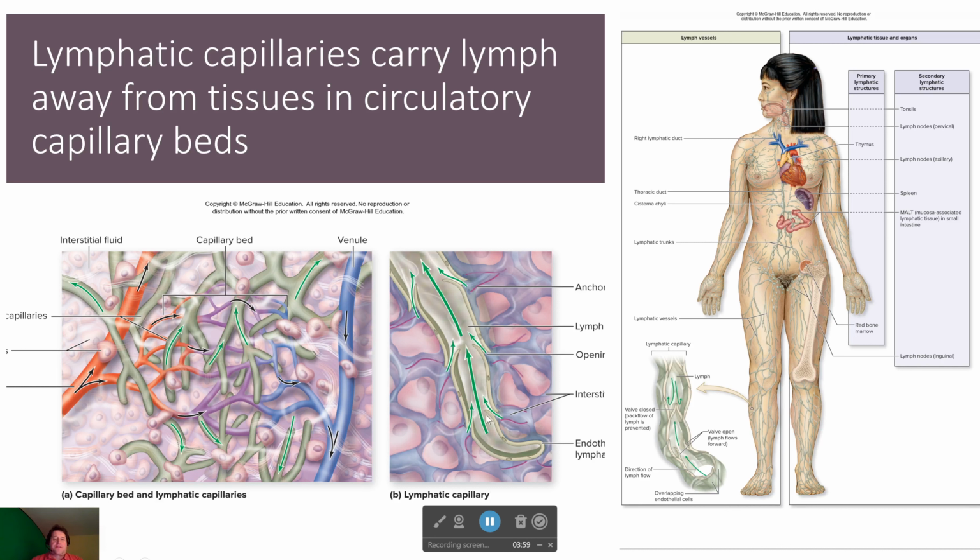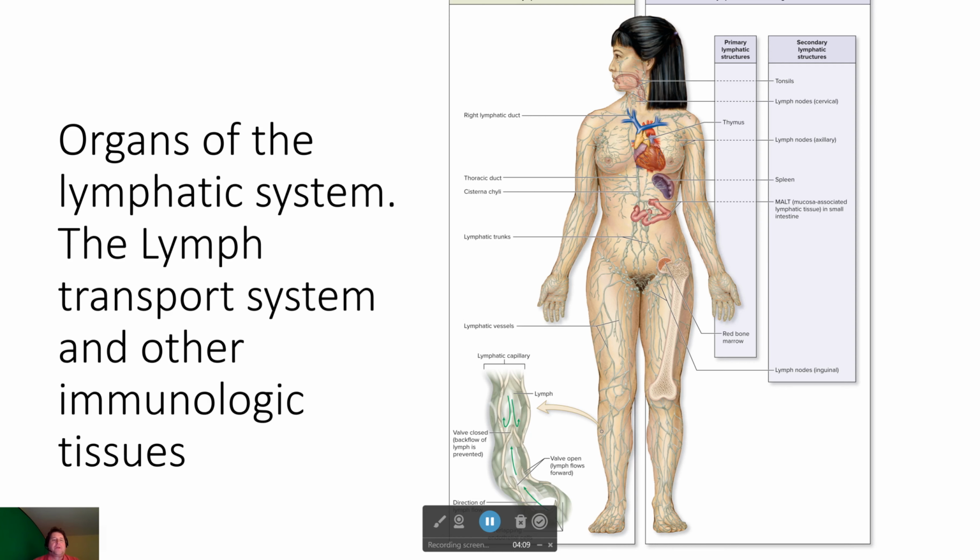So the blood loses its fluid. The fluid that's left flows into the lymphatic capillaries. Now it is called lymph. The fluid is called lymph once it gets in there.